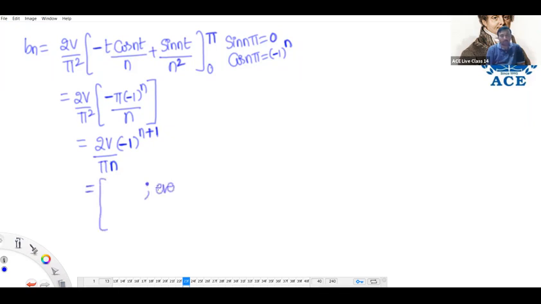If I want to select only even harmonics, what will be the result? If n is even, this becomes negative. N is replaced by 2, 4 like that. If I want to select only odd harmonics, that is plus 2V by pi n. N is replaced by 1, 3 like that, plus 2V by pi n.